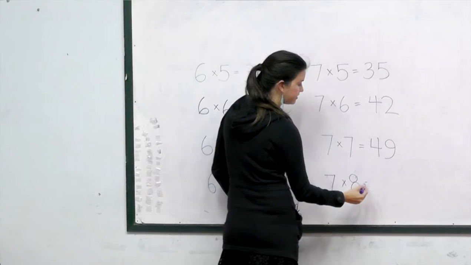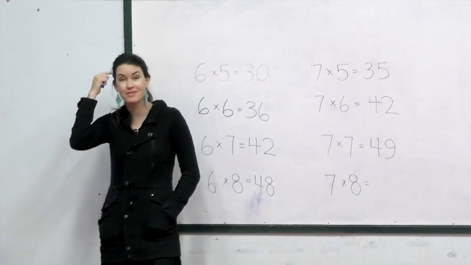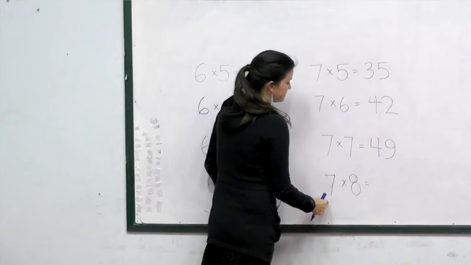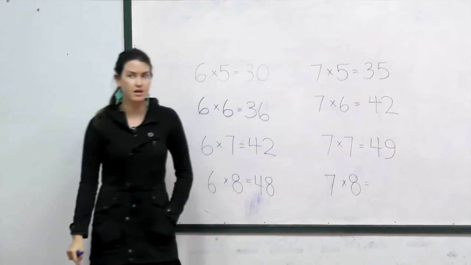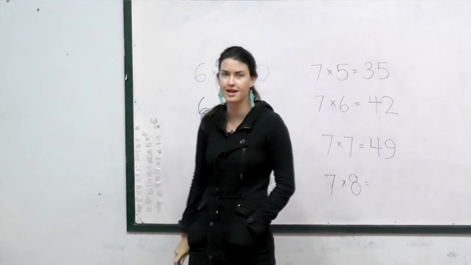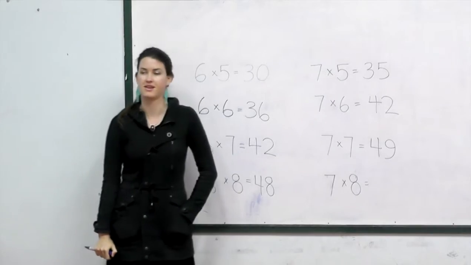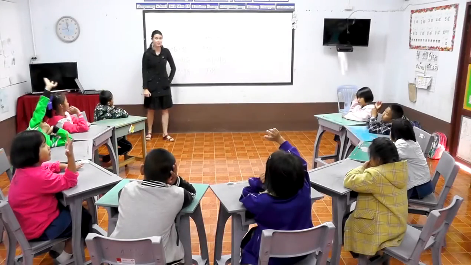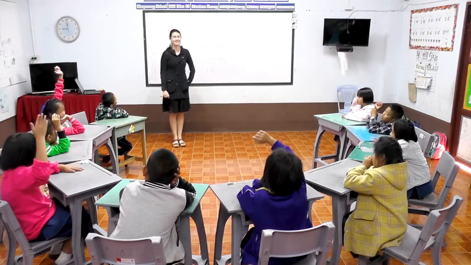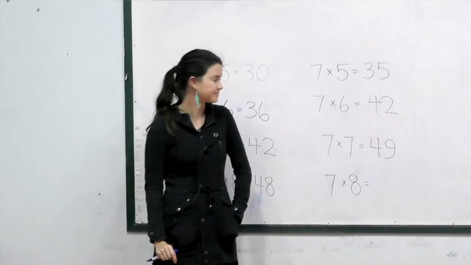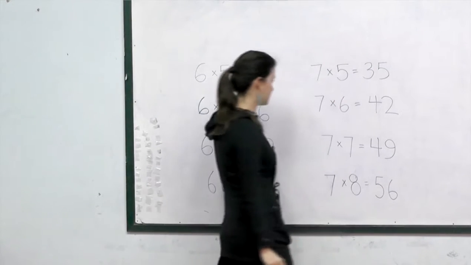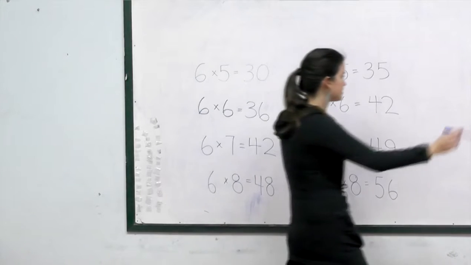7 times 8. It's a tricky one. Think about it in your mind. You can add 7 to 49, or you can try to think about your times tables. Okay, we'll wait for a few more friends to think about it. Okay, 1, 2, 3. 56. Yes, it is 56. Great job. Okay, let's just do some problems with 8s.